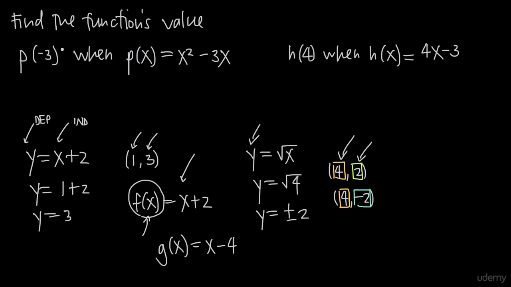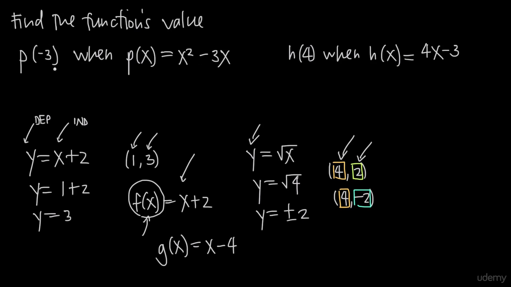So when we go up here and look at our examples, they're telling us find p of negative 3 when we have p of x is equal to x squared minus 3x. So looking at this, we know that this is a function p in terms of x. We know it's a function because we have this special notation p of x instead of just y equals x squared minus 3x. So this tells us that every value we plug in for x is going to give us back only one value for p of x.